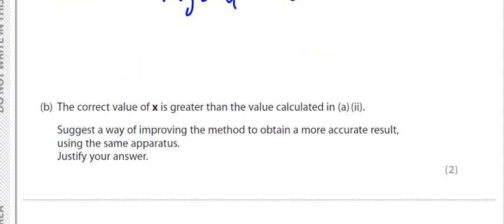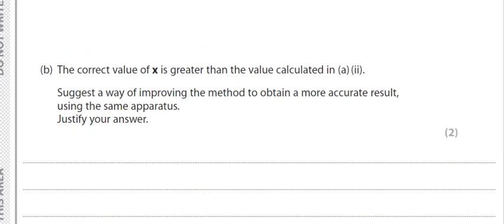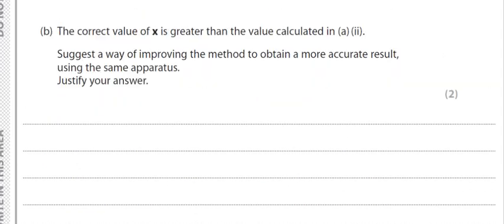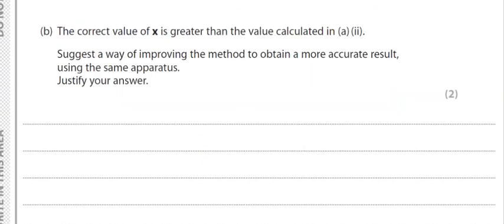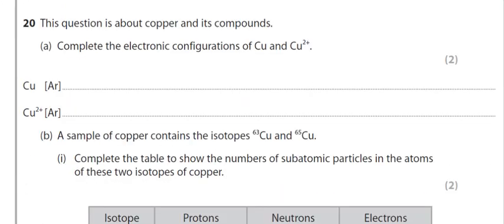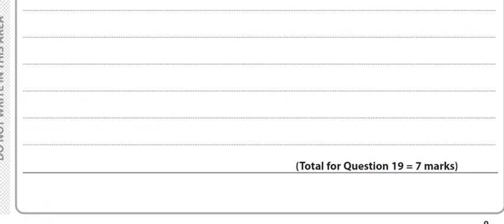Suggest a way of improving the method to obtain a more accurate result using the same apparatus. Justify your answer. The hydrated magnesium sulfate should be heated till a constant mass is obtained, to ensure all the water is removed. So the answer for this, you can say, 2 marks: to ensure that all the water is removed, the salt should be heated to a constant mass. That's the first question.